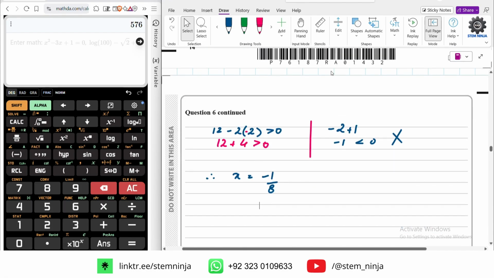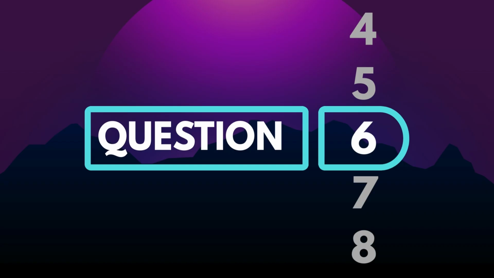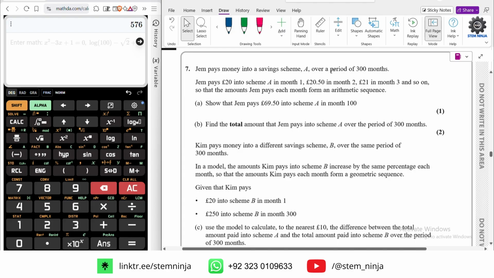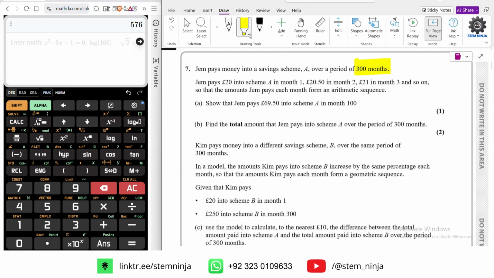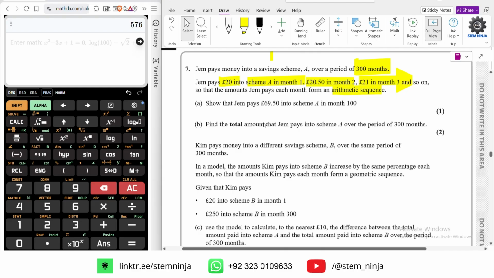Let's move on to question number 7. Jem pays money into a savings scheme A over a period of 300 months. Jem pays 20 into scheme A in month 1, 20.50 in month 2, 21 in month 3, and so on, so that the amounts Jem pays each month form an arithmetic sequence. Show that Jem pays 69.50 into scheme A in month 100.